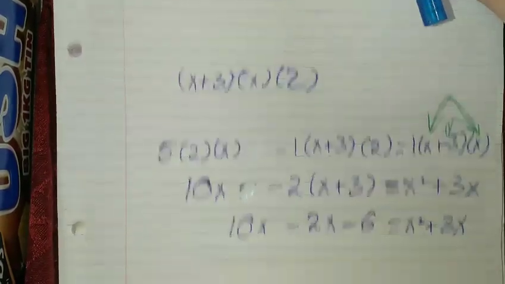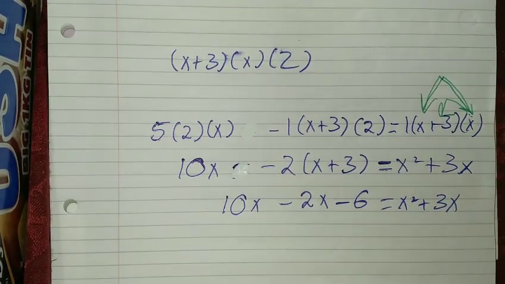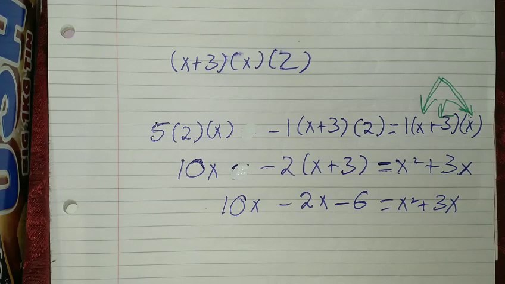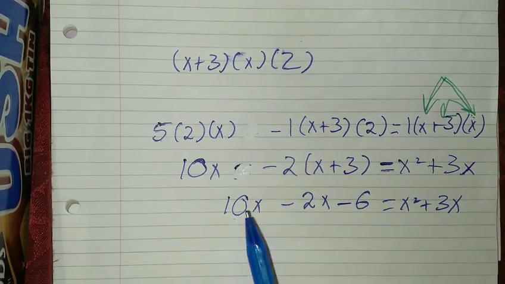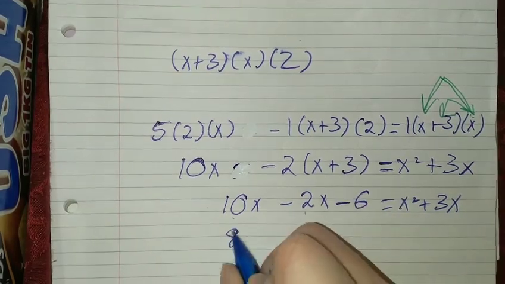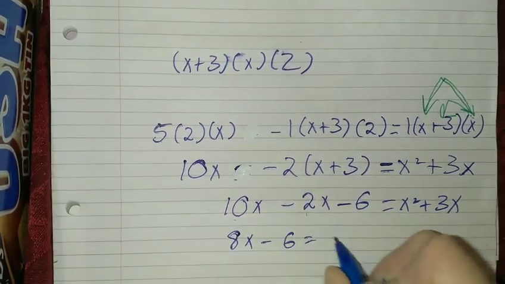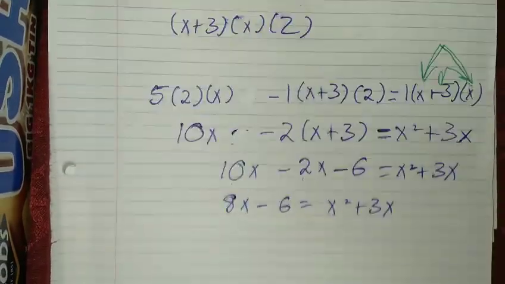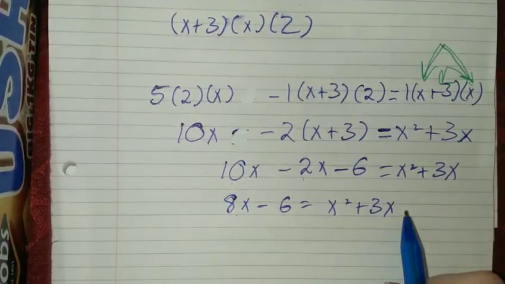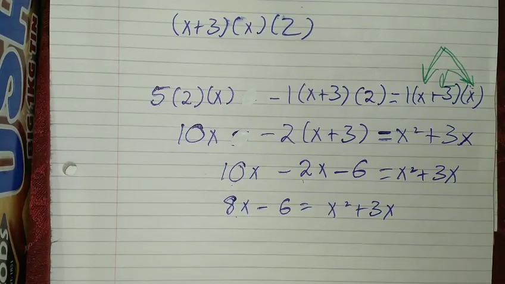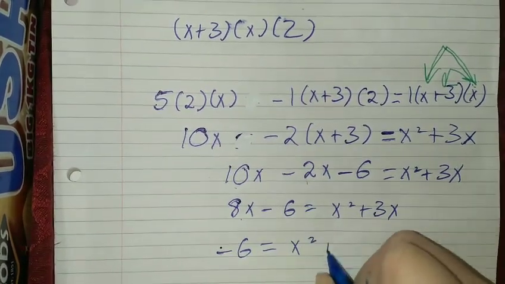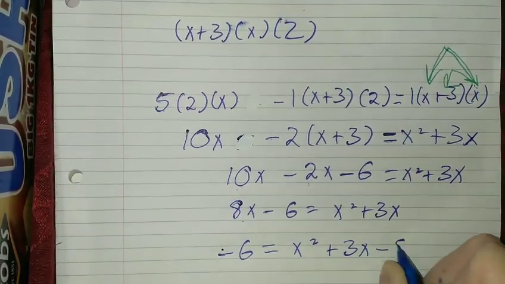So now it looks like I'm going to have a quadratic. So I might try to get everything onto the side that has a positive x squared. So firstly, actually, I might simplify it a bit first. So I have 10x minus 2x, so that's 8x minus 6 is equal to x squared plus 3x. So if I want to move my 8x to this side, I can subtract 8x from both sides. So then I'll have minus 6 is equal to x squared plus 3x minus 8x.